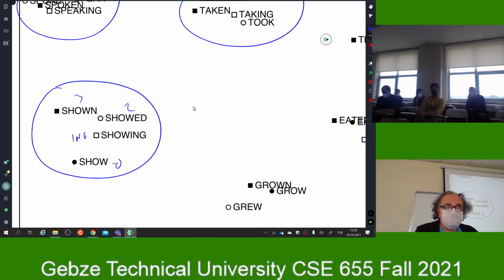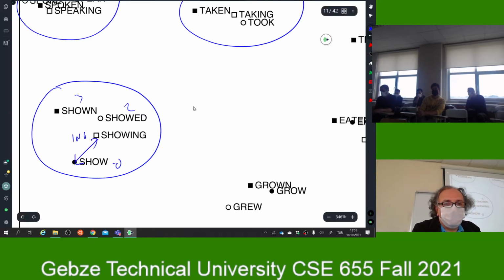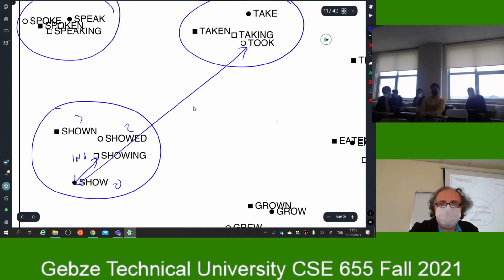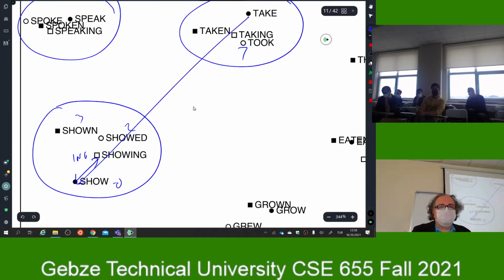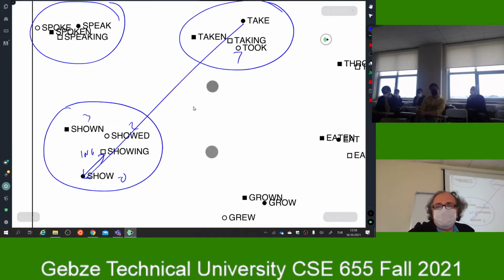Okay, when you do the PCA, all the rest is gone, and these are, I mean, they don't have the same vector, obviously, because they are different words, but the distance between show and showing is much smaller than the distance between show and took or take. Whereas take is there, yeah. Okay, take. That's the important thing. So they are kind of grouped together.